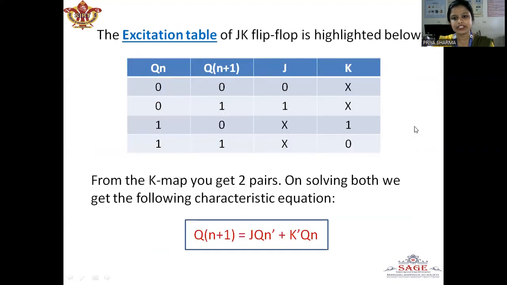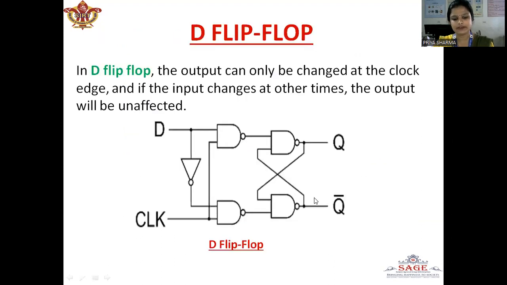Coming to the excitation table, which is again very important. When 0, 0 is the present output and the future output, we get 0 cross. 0, 1, we get 1 cross. For 1, 0, we get cross 1. And for 1, 1, we get cross 0. From this, when we solve using K map, this equation will be derived: Qn plus 1 equal to J Qn dash plus K dash Qn, which is known as the characteristic equation of the JK flip-flop.